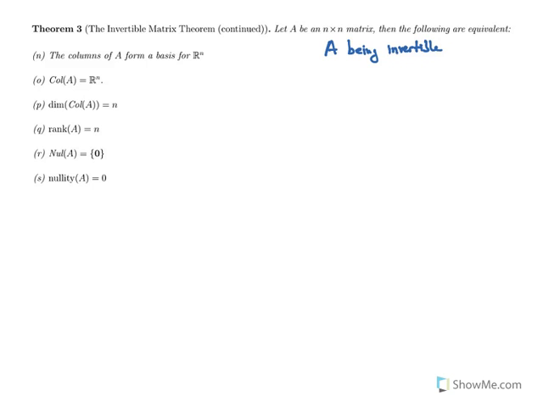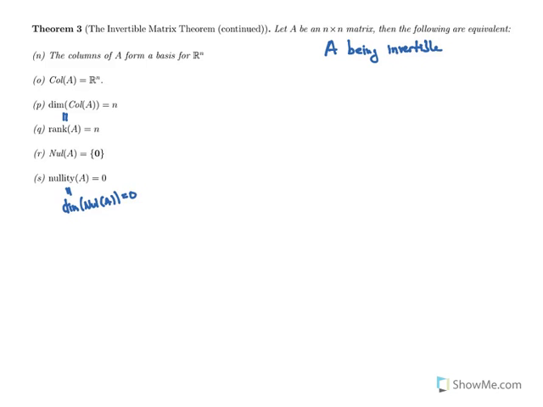We know that the columns of A form a basis for Rn. That means that there is a pivot in every column. Every column is a pivot column. We know that the column space of A is equal to Rn, that it spans all of Rn. It is also true that the dimension of the column space, which is equal to the rank of A, is equal to n. It is also true that the null space is equal to just the 0 vector, or that the dimension of the null space, the nullity of A, is 0.